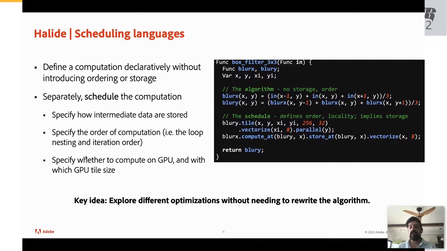The key idea here is that separating out these two allows one to explore different optimizations without needing to rewrite the algorithm. So in the previous example, each time I applied an optimization, I would essentially have to rewrite the entire loop nest. The key idea with scheduling languages is that the programmer can simply change a few lines that specify how the computation occurs, and the compiler takes care of mapping that to the actual hardware based on the constructs that the programmer specified.